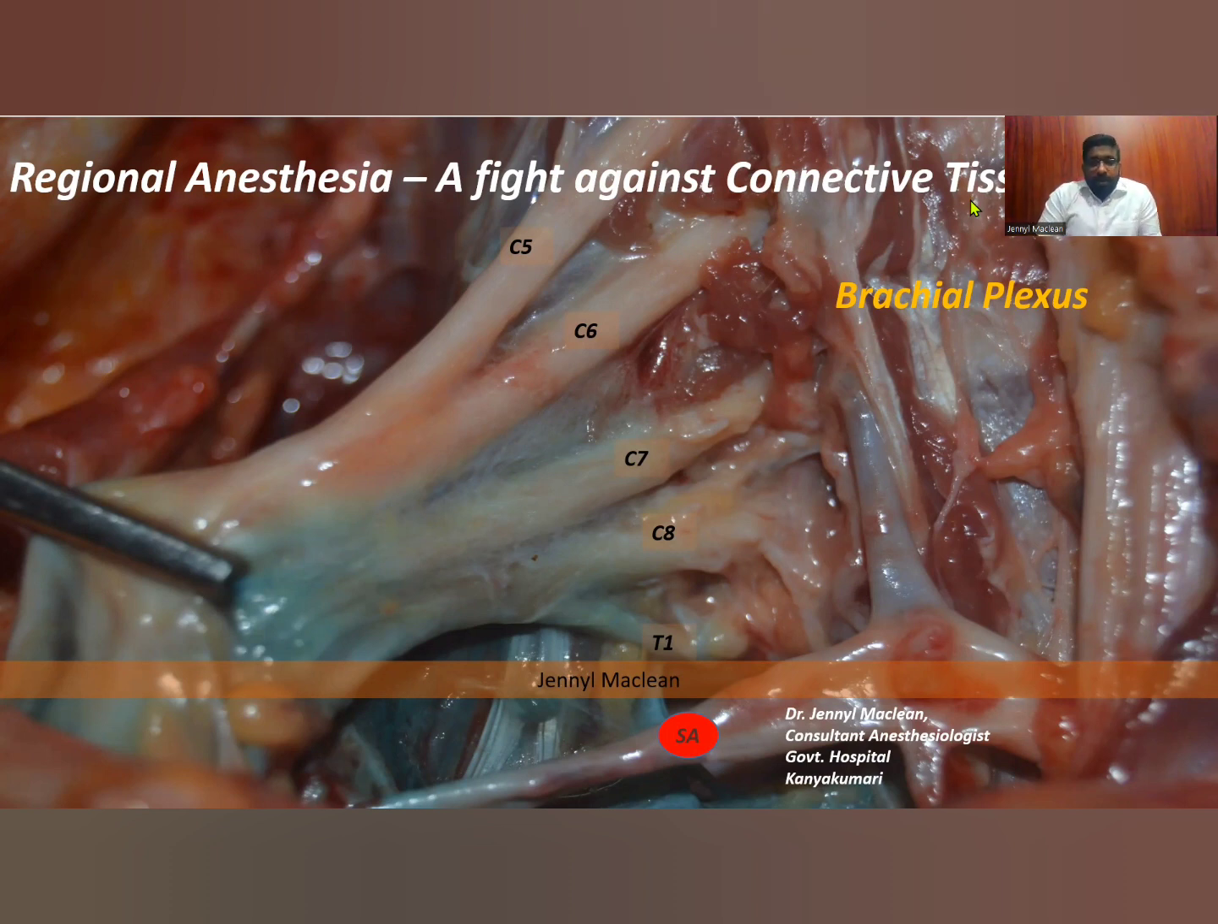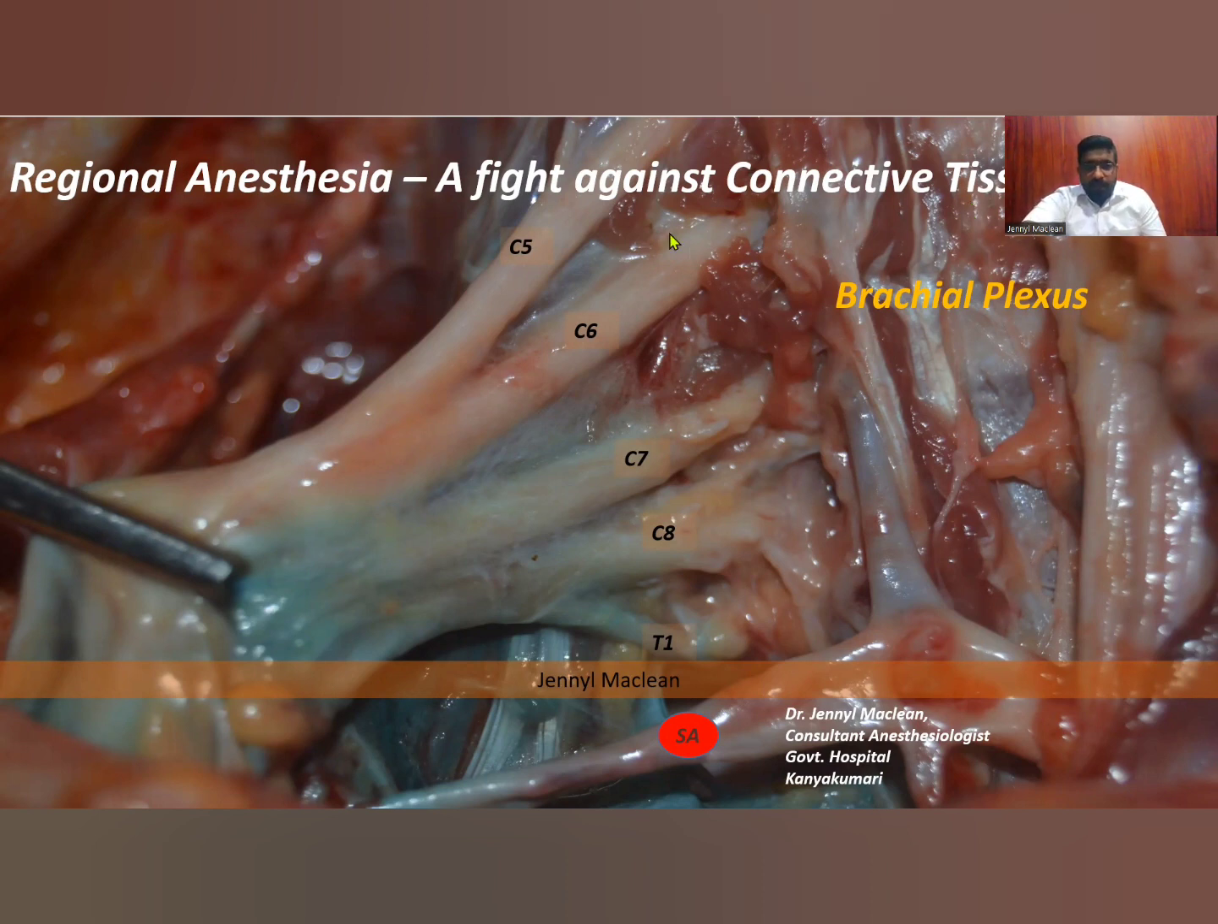I know the brain only functions for 20 minutes, and later on, whatever the things that you see there, the brain is not receptive to what you get into. But I am going to make it very interesting. For decades, ladies and gentlemen, from Winnie's era, this regional anesthesia is always a fight against connective tissue barrier. I'm going to tell you why.